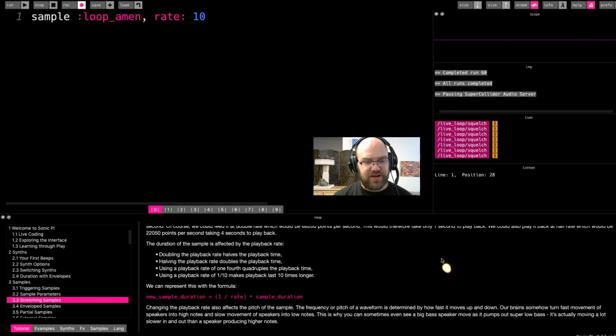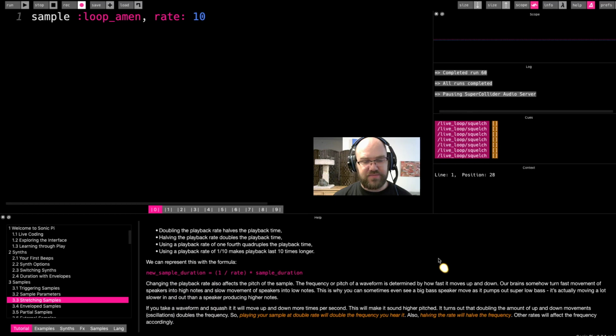Changing the playback rate also affects the pitch of the sample. The frequency or pitch of a waveform is determined by how fast it moves up and down. Our brains somehow turn this fast movement of speakers into high notes and slow movement of speakers into low notes. This is why you can sometimes even see a big bass speaker as it pumps out super low bass. It's actually moving a lot slower in and out than a speaker producing higher notes.